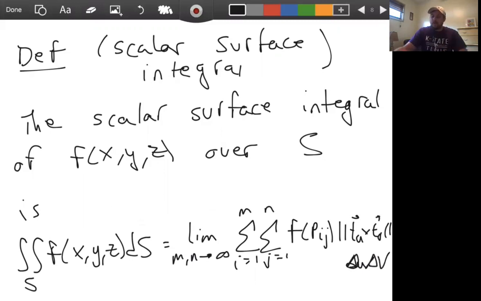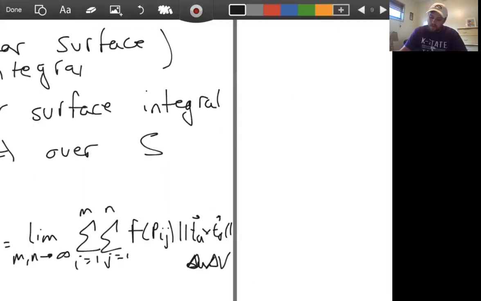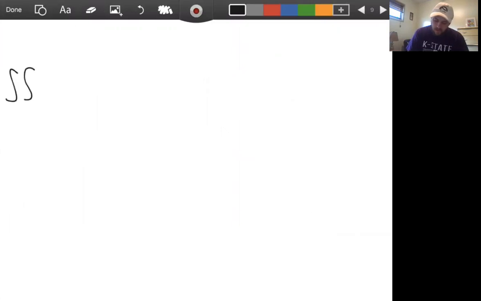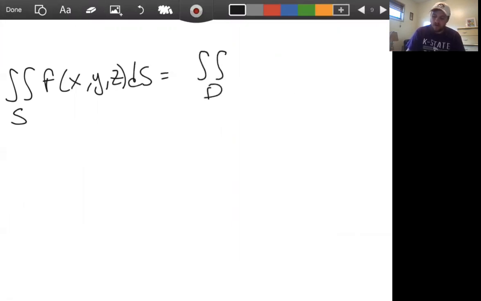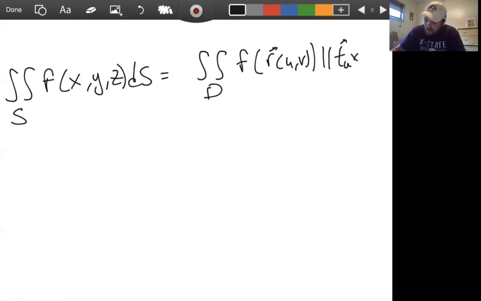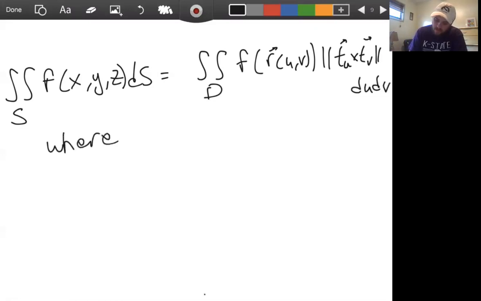And this limit we can express in a slightly different way. More importantly, we have that the scalar surface integral is equal to the double integral over our parameter domain D of f of r of u, v times the magnitude of Tu cross Tv du dv, where, again, this is the scalar surface integral, sorry.